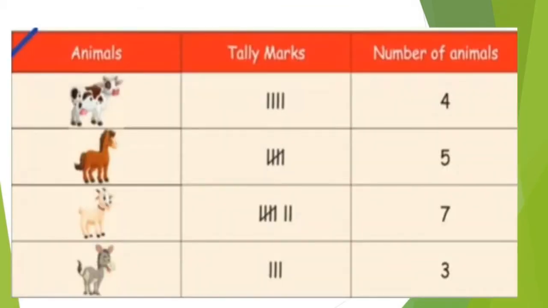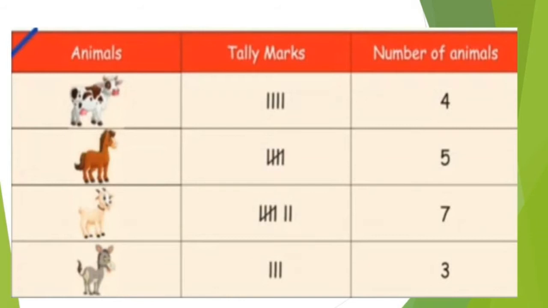Arivu the farmer records the number of animals that are seen inside the fence using tally marks. So, animals, the tally marks and the number of animals are the columns given here. First one is a cow. So, you can see 4 lines. So, what is the number of animals? Yes, there are 4 cows. Second one is a horse. There are 5 horses. So, they have drawn 4 vertical lines and crossed them to make 5. So, the number of horses is 5.